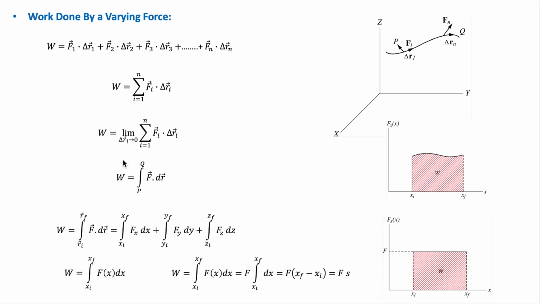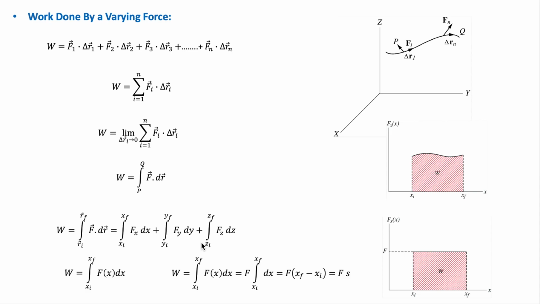So this type of integral is known as a line integral, and each component of F, which is Fx, Fy, and Fz, may be a function of x, y, and z. And the curve can be determined by its equations that relate x, y, and z to each other, okay? So the component form of this equation can be written in this way.